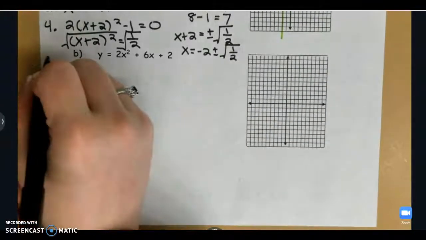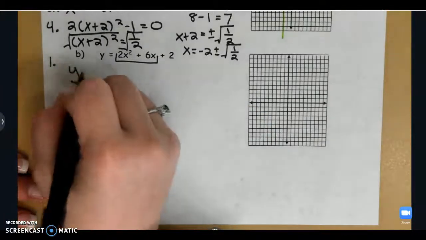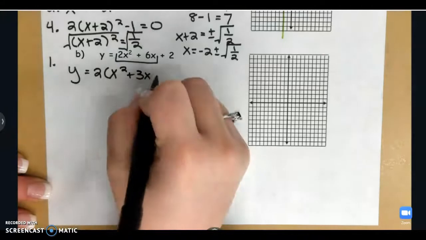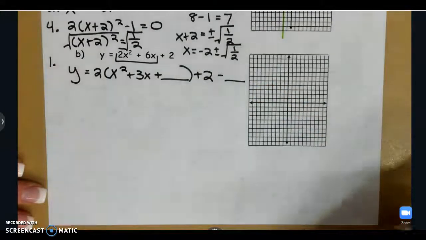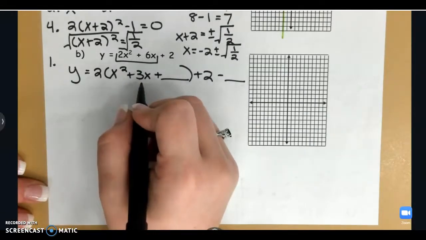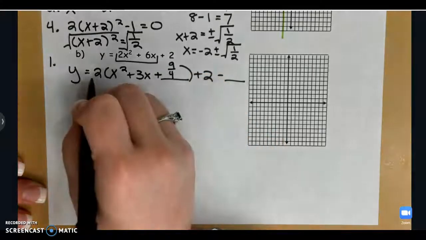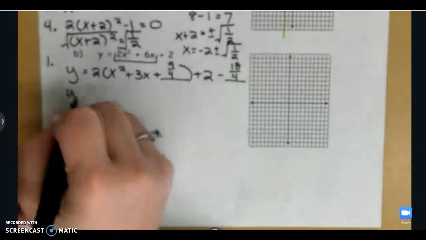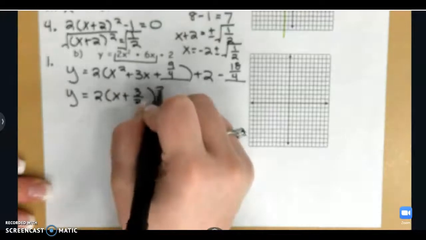Again, step 1, we need to rewrite this in vertex form and find the vertex. So first thing I'm going to do is factor out that 2, and we are going to complete the square. And whatever we're adding inside the parentheses, we have to subtract outside. So half of that middle term is going to be 3 over 2. 3 over 2 squared is 9 over 4. Then I have to multiply that by 2, so that's going to be 18 over 4 that's getting subtracted. So 2 times x plus 3 over 2 squared.